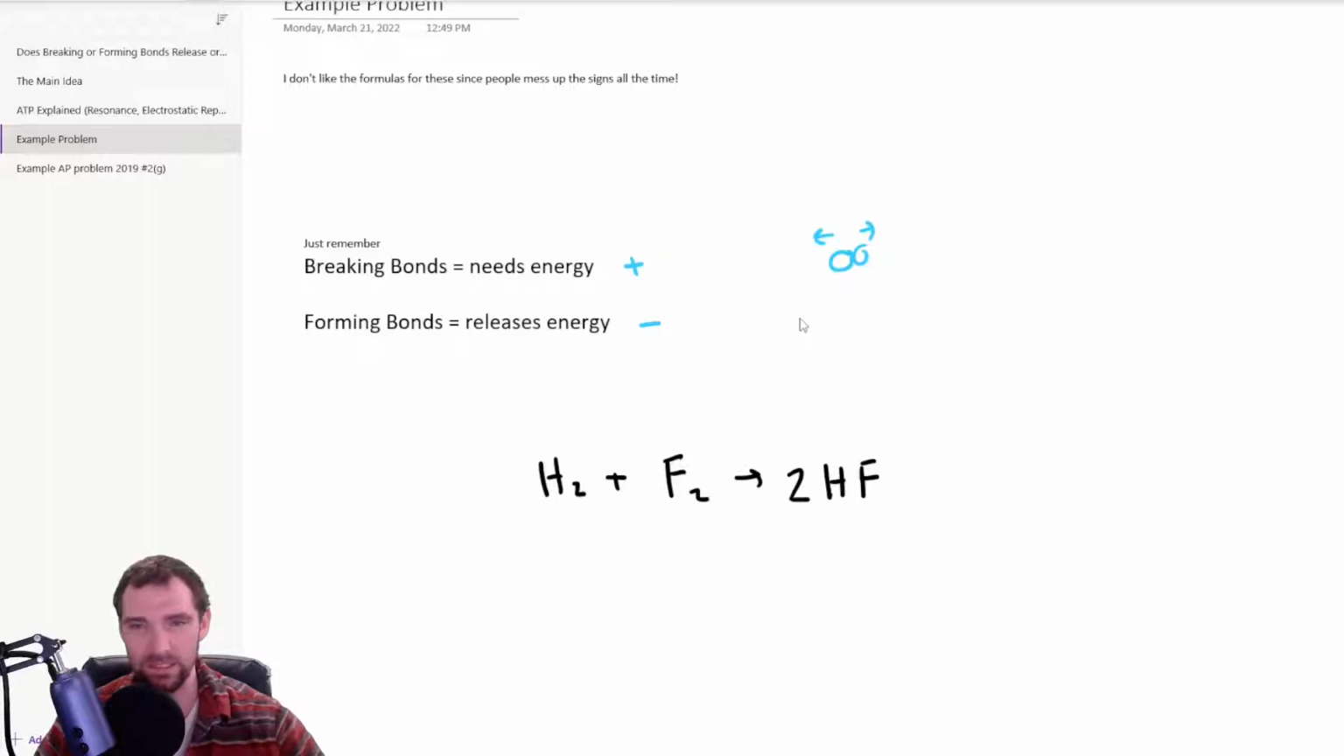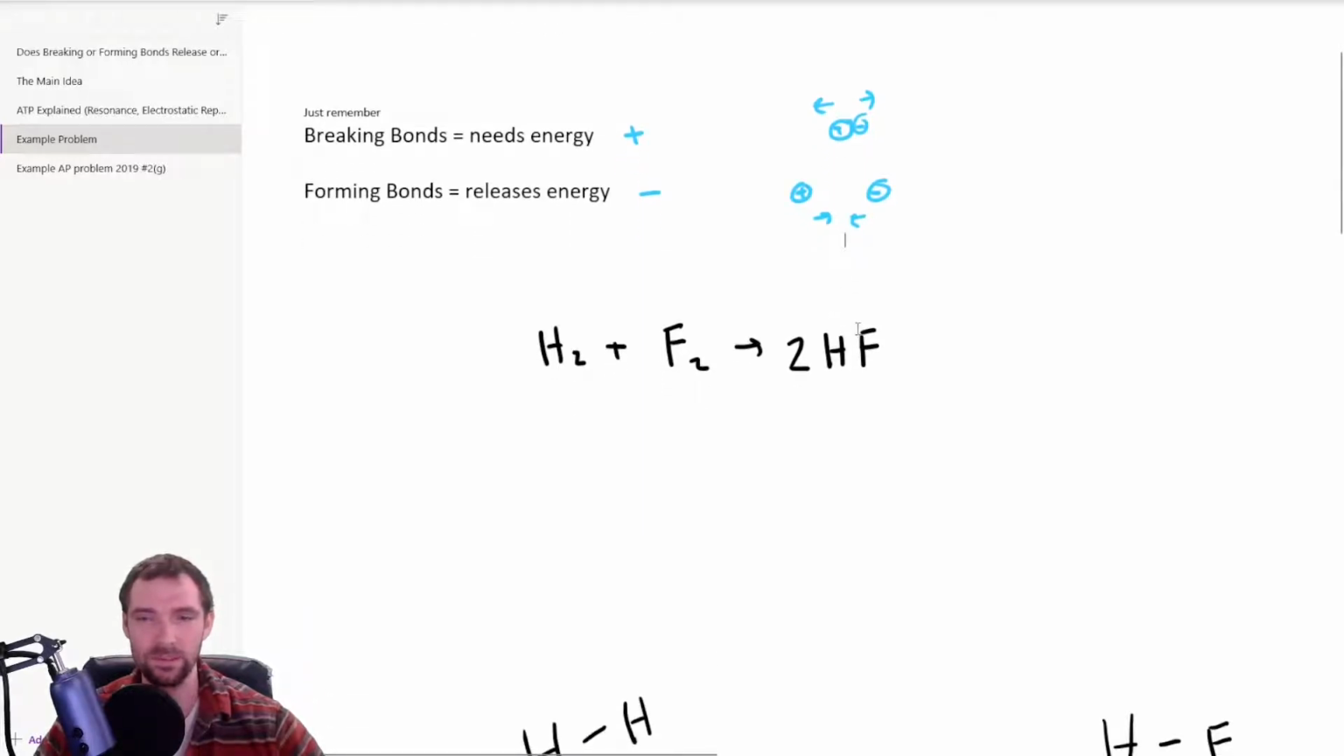That's going to take energy. And then I've got my plus and minus, plus and minus. When these things fall towards each other, that's going to release energy. So just keep that in mind and you should be able to think through this.